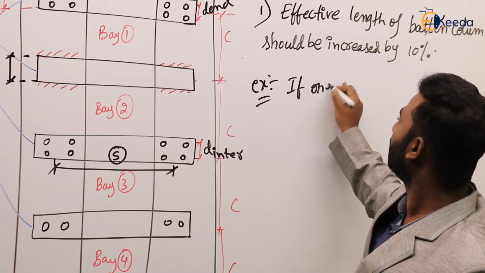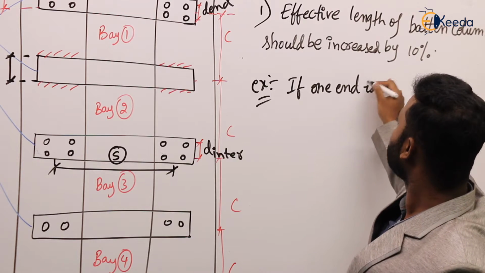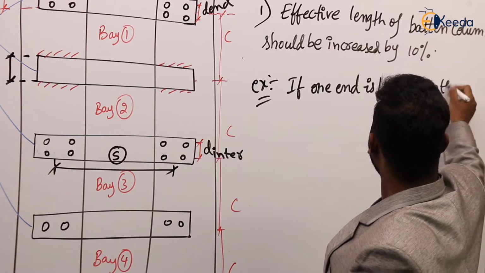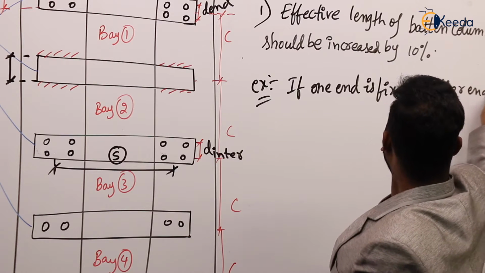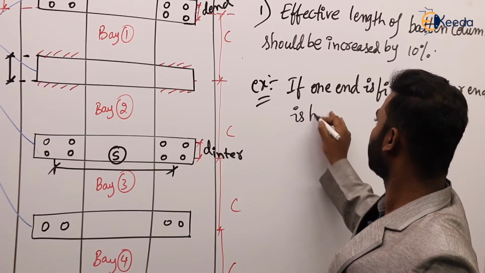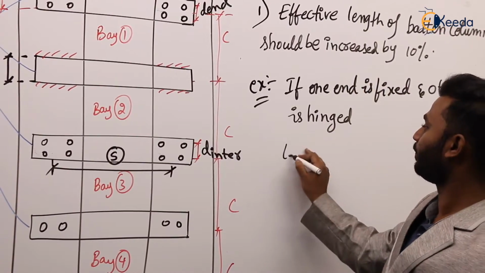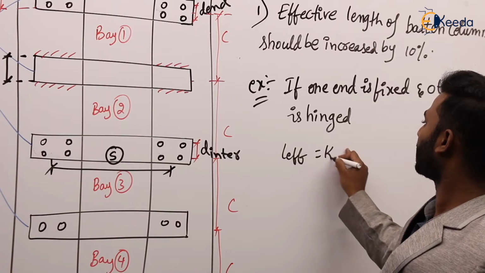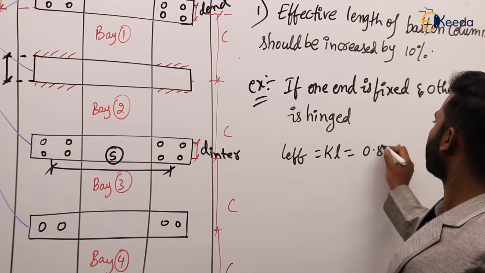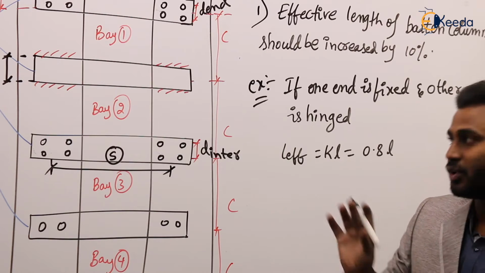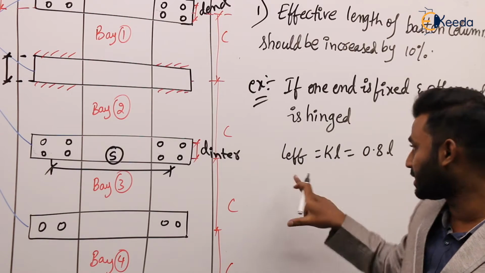If one end is fixed and the other end is hinged, then what is L effective, or KL? How much is it? It is 0.8 L. Agree or not? It is for a single component. So if we use only a channel as a column, then this is L effective.